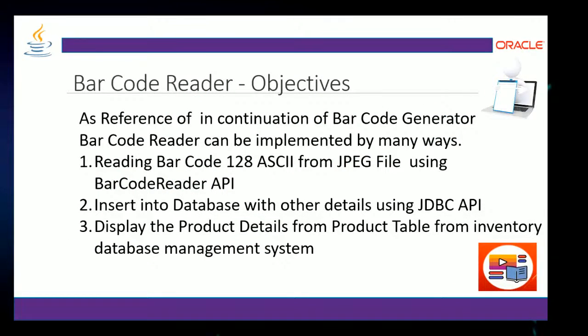Barcode reader. As reference on continuation of barcode generator, barcode reader application can be implemented in many ways. As per our last session about barcode generator, we have created a barcode 128 ASCII character and written it in a PDF file. Now, in this session, we are going to see how we can read the same barcode 128 ASCII character from a JPEG file using barcode reader API.